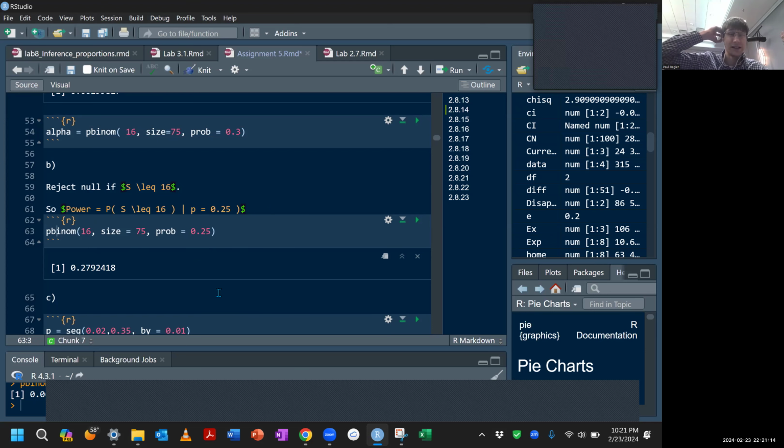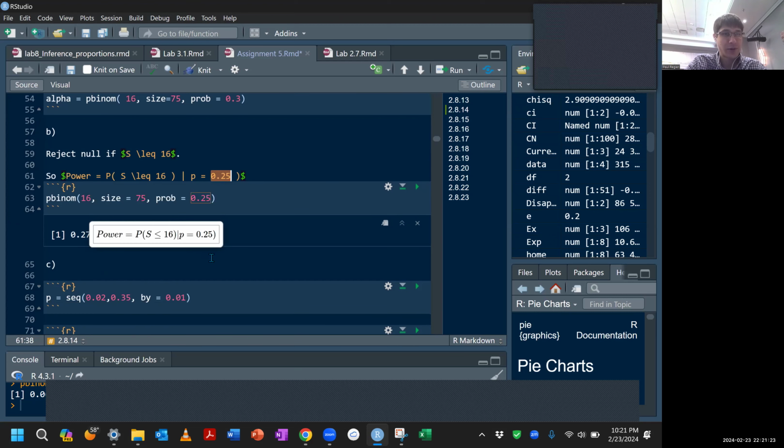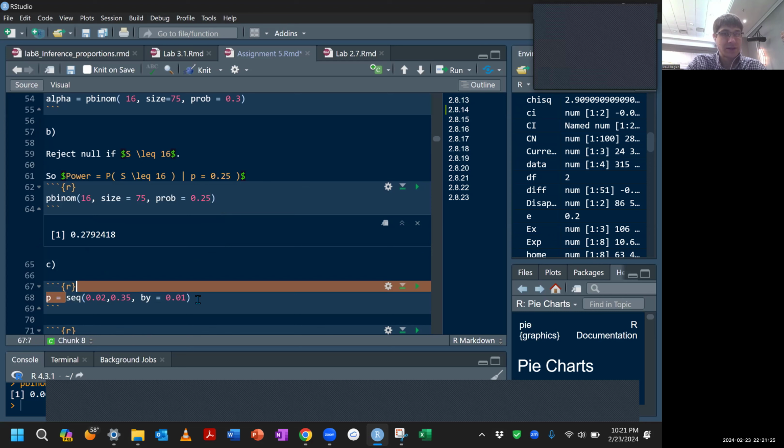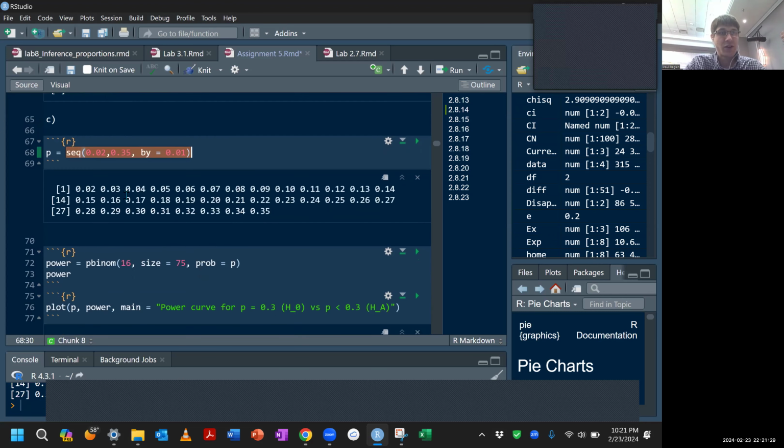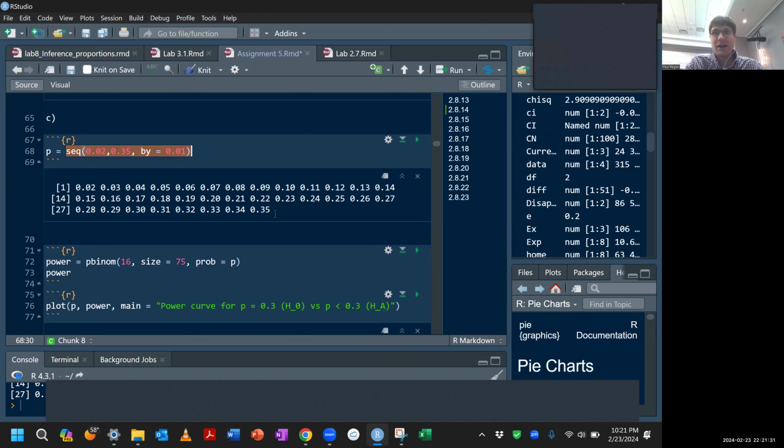So part B is to help us for part C, because part B is exactly the same thing, except now our P is changing. It's saying use P from 0.02 up to 0.35. So I made this sequence of values. These are all the values I'm going to test my power for. And Caleb, what we mean by power curve is we're just going to find the power for each of these and then make a plot of it. So here's my power: I'm just finding the power for each of those values of P.